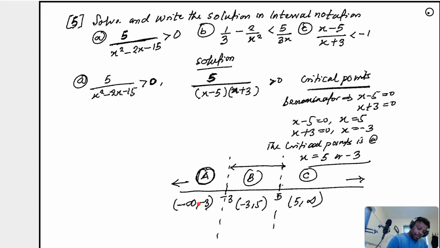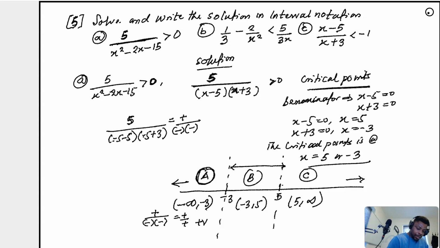Let's pick a value between minus infinity and minus 3. Let's pick minus 5. Can you actually pick minus 5? Yes, let's pick minus 5. So 5 divided by x is minus 5, then minus 5 plus 3. So 5 is always 5, which is positive, divided by minus 5, that is minus 10, that is negative. Minus 5 plus 3, that is minus 2, negative. So for this one, I have minus divided by minus, so this is positive.